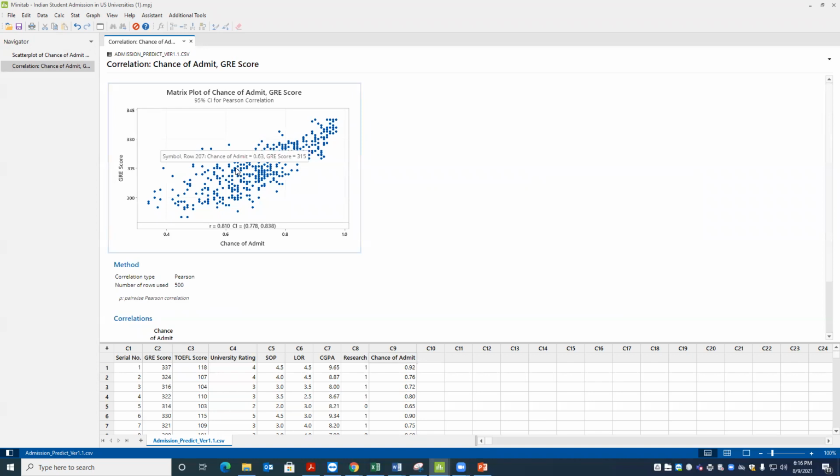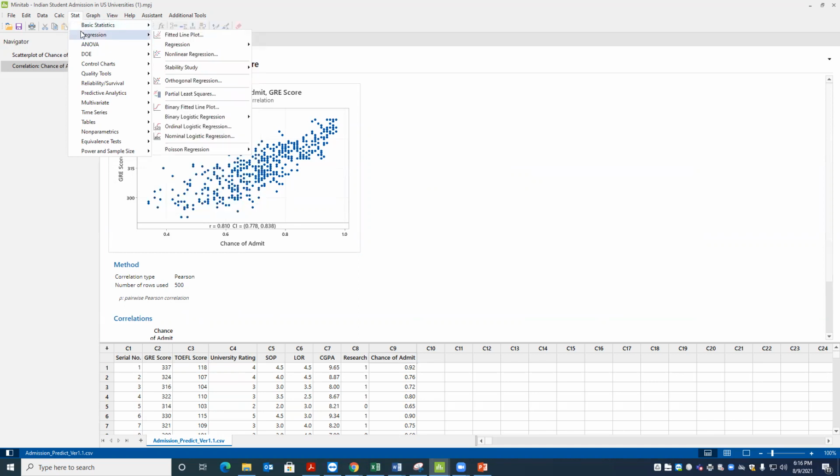So correlation is fine. Now I'm going to do regression. Statistics, basic regression, and fit regression model. What option do we need to choose? Automatically it will select the best option, which is ordinary least squares. Why it is known as ordinary least squares, I'm also going to explain.